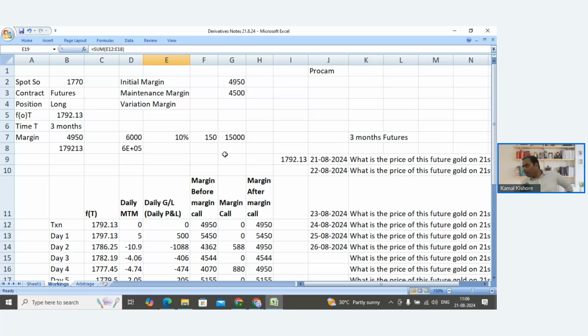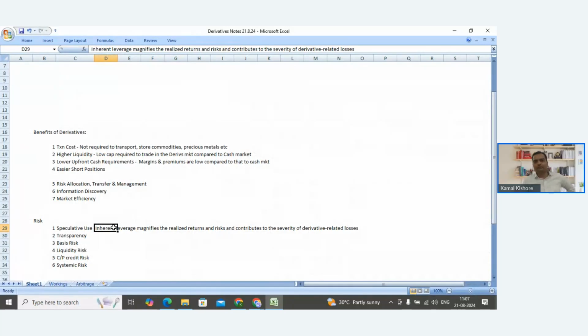Yes, am I talking about this, right? I would have talked about it without numbers, now I'm telling with numbers. That is why this statement is very, very powerful. Inherent leverage magnifies the gain. Yes, when you magnify the gain, when you realize the gain, it all looks good.